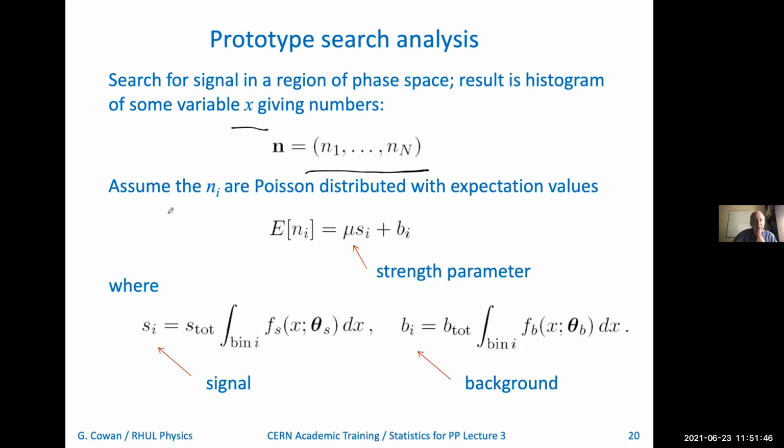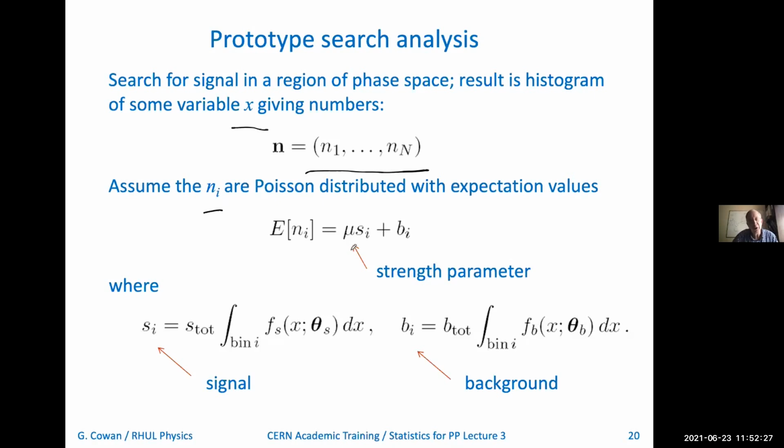And all right, let me suppose that the number of events that I find in each bin of this histogram, n sub i, are independent and Poisson distributed with expectation values given by the following type of expression: mu s_i plus b_i. So b_i is the expected number of background events in the ith bin. s_i is the expected number of signal events in the ith bin according to some signal model, my nominal signal model. So in the case of the Higgs, that would have been, say, the standard model. And mu is a strength parameter. That's going to play the role of my parameter of interest.